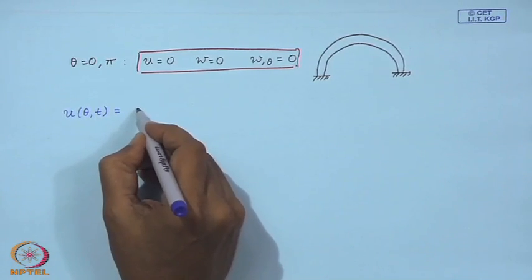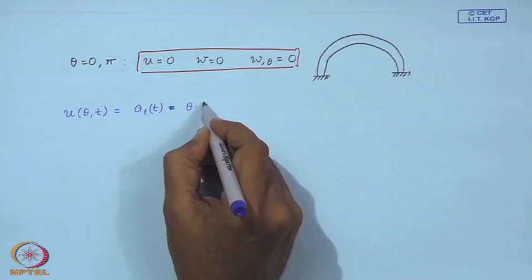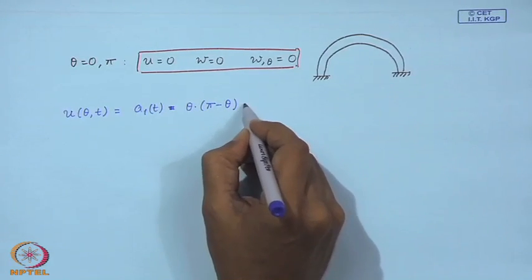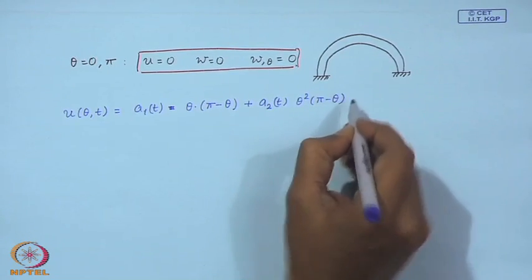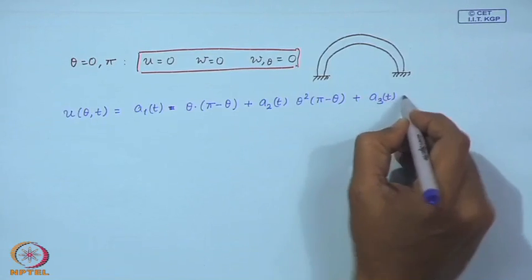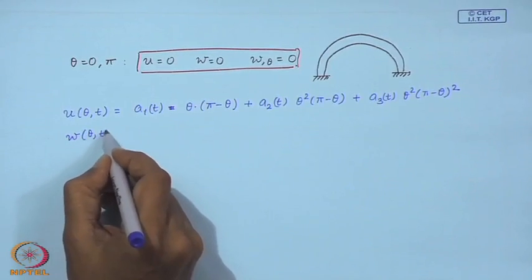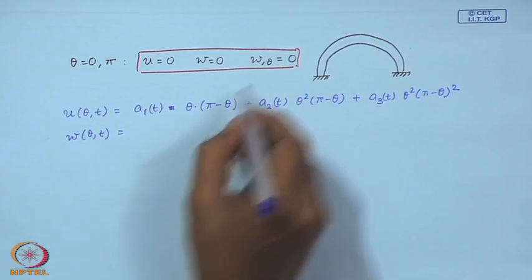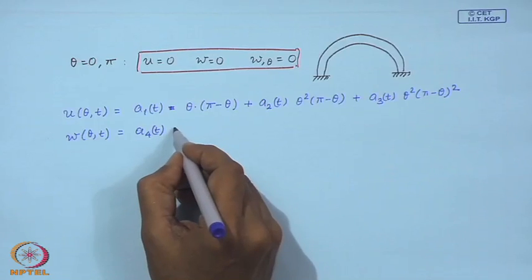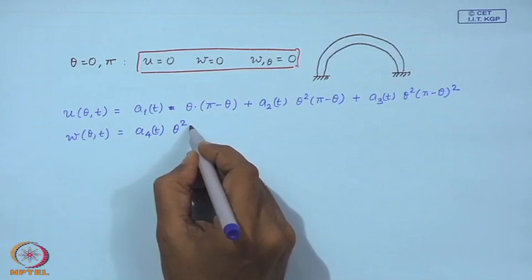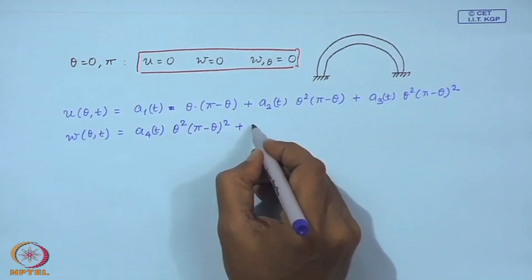So, in view of this, we have this expansion. Now, here because you have this slope condition as well, so del w del theta condition, the admissible functions for w must be taken like this. So, theta square pi minus theta whole square.